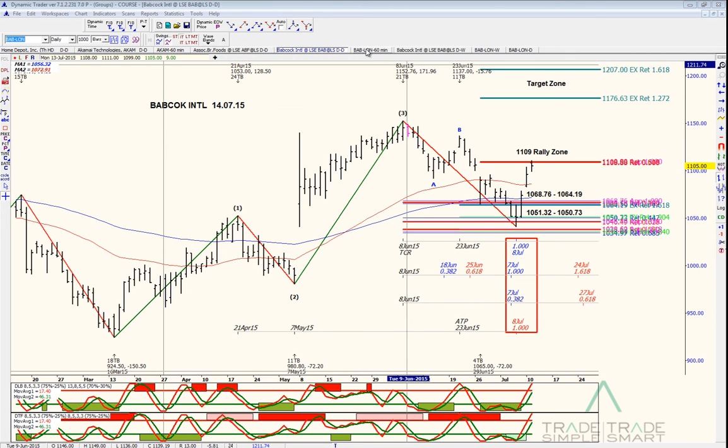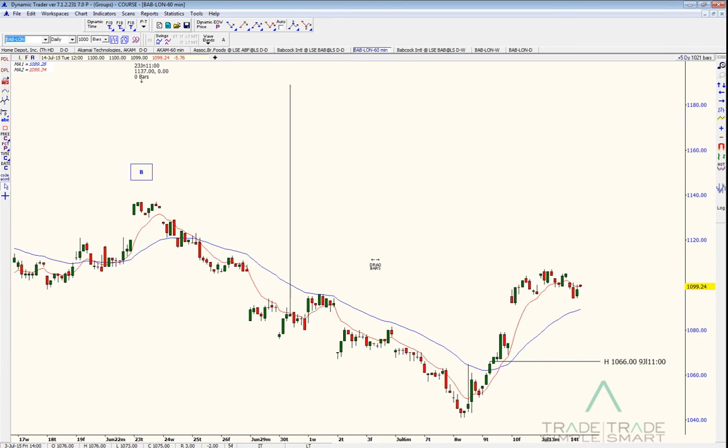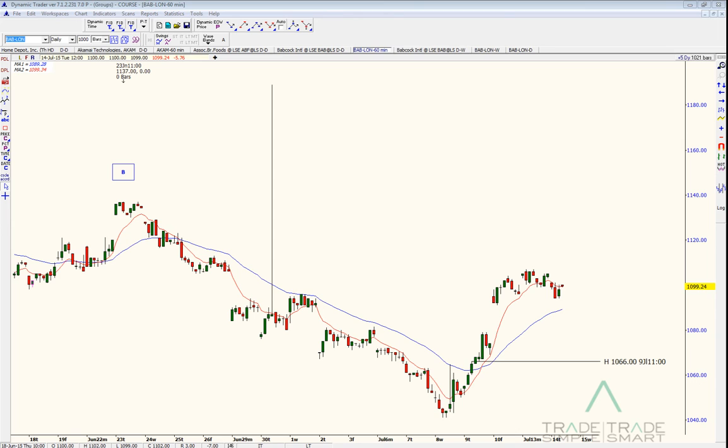If we drop down to our 60-minute time frame, if you remember from the last example, we were looking for a cross of the moving averages, and this took place on the 9th of July at 11 o'clock. We were also looking for the taking out of a prior swing high, and we had a swing high which occurred here, which the market took out and then created a moving average cross. This would have been a valid entry trigger for a buy.